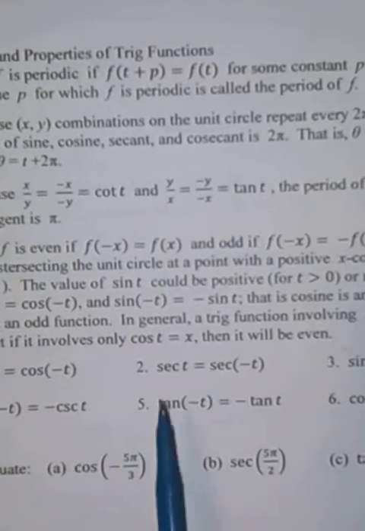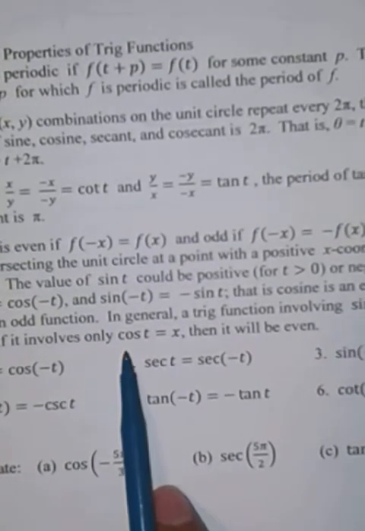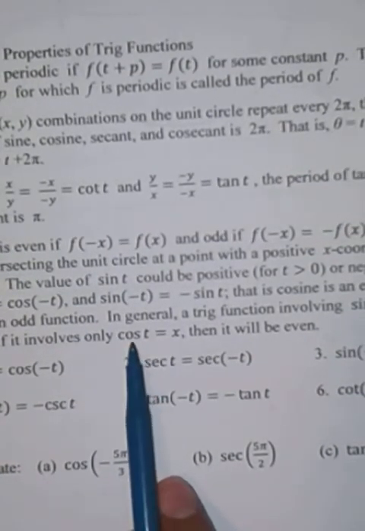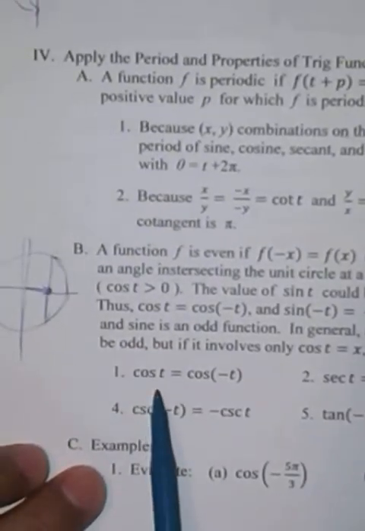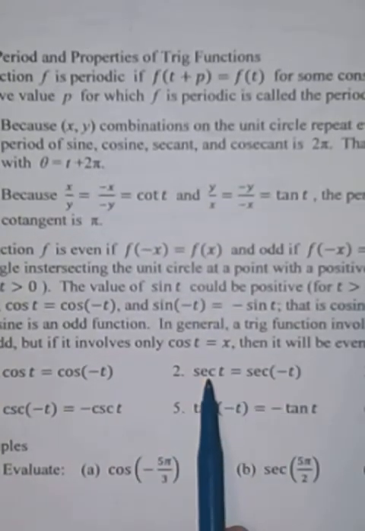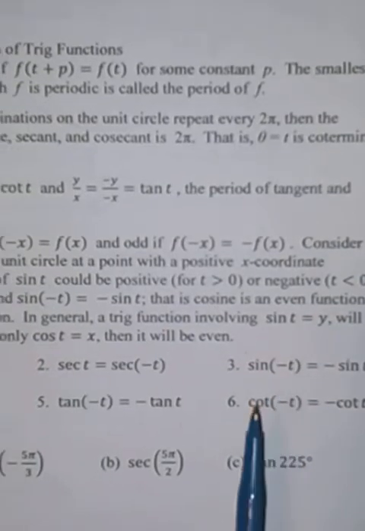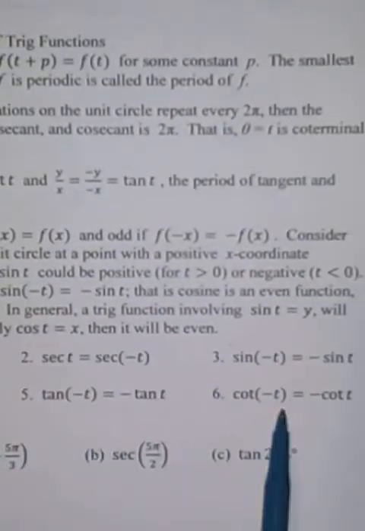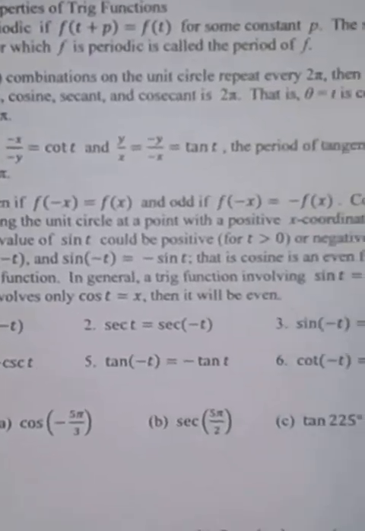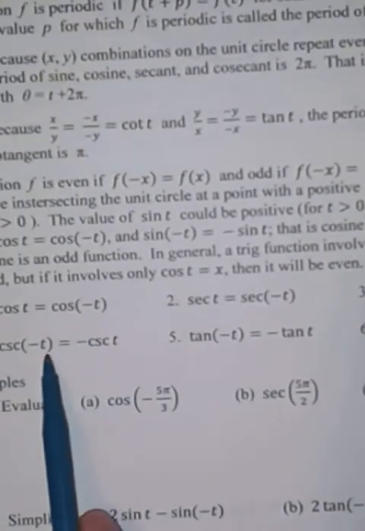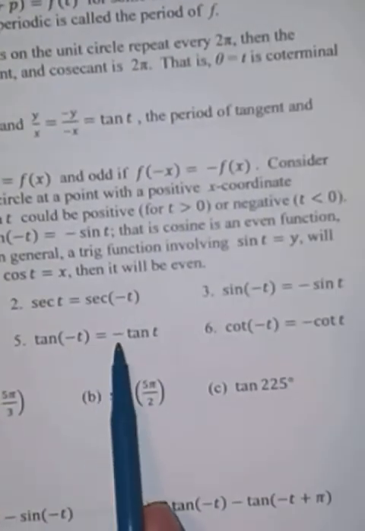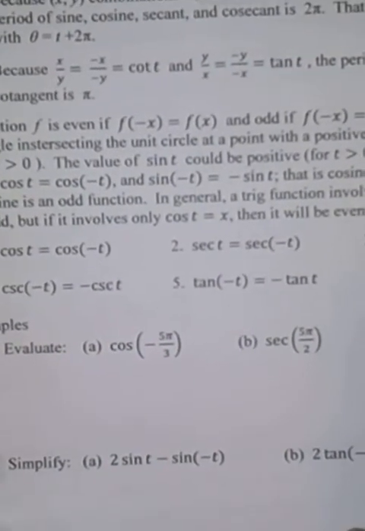What functions involve only x? Well, cosine and its reciprocal, secant. So cosine and secant are even. Anything that involves y, which will be the sine, the cosecant, and the tangent and the cotangent, all those will be odd. Okay? Odd, odd, odd. All right. Let's see how we're going to use this.